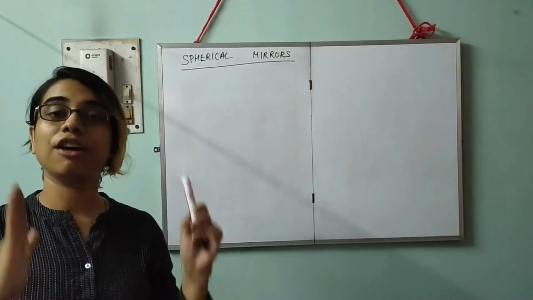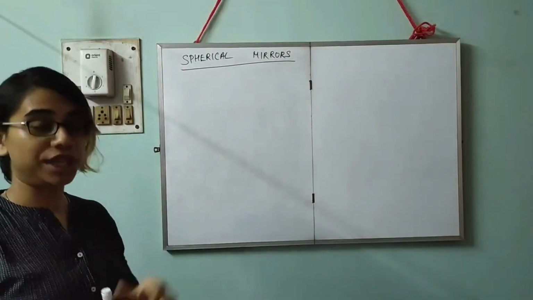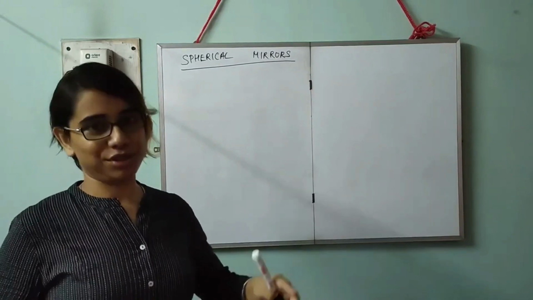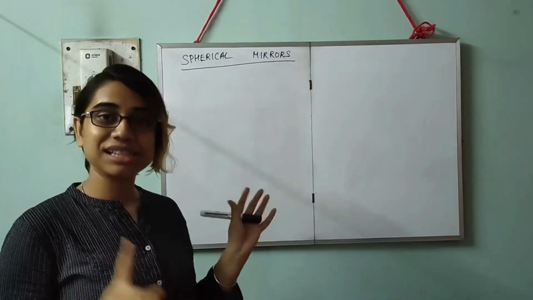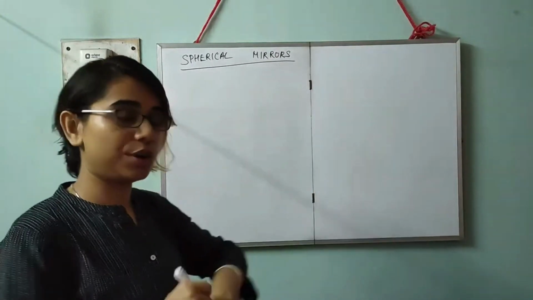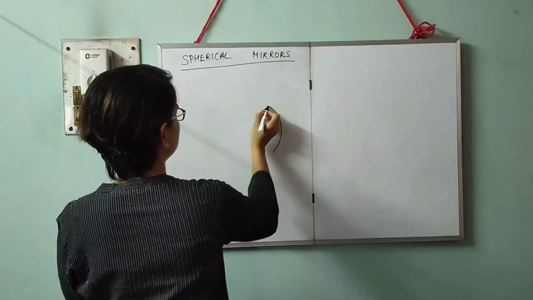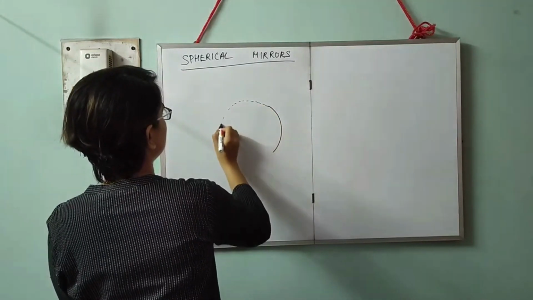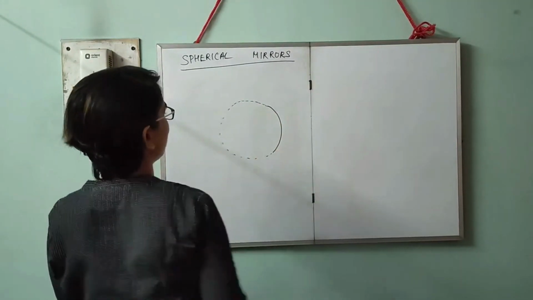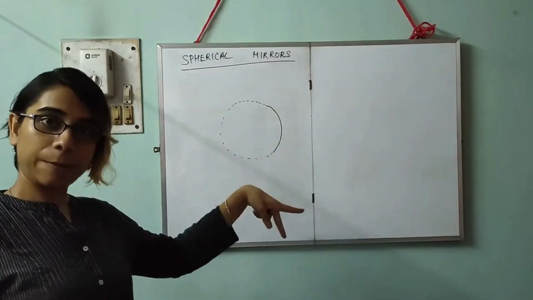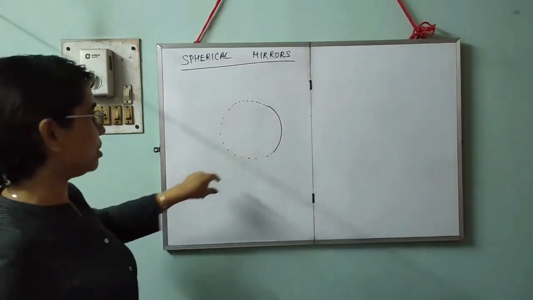We will be discussing a very interesting subject, the spherical mirrors. As the name suggests, this mirror is a part of a huge sphere. For example, suppose I'm drawing this is a sphere and this is a part of the sphere. So this is a spherical mirror.